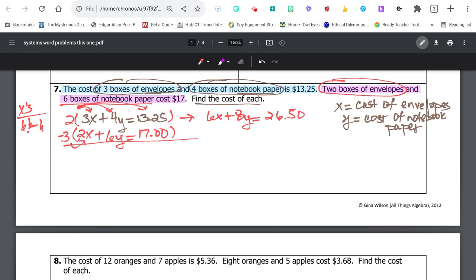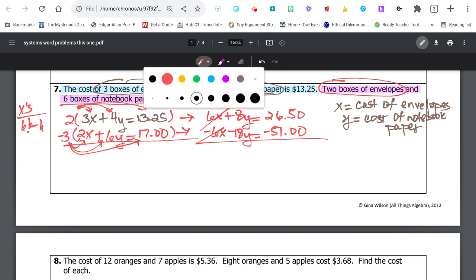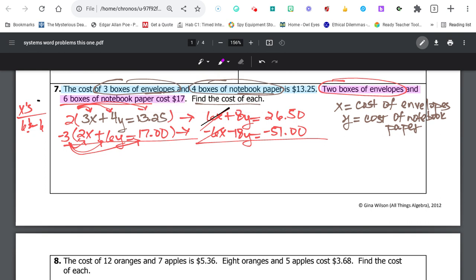Okay, let's look at this one. That's -6X and -18Y and -51. All right, and these, let's see, these are going to cancel. All right, those are going to cancel. I'm going to do it in a different color. I don't like it all in the same. That's going to be -10Y. And I got 51 minus 26.50. That's going to give me -24.50. And divide both sides by -10.